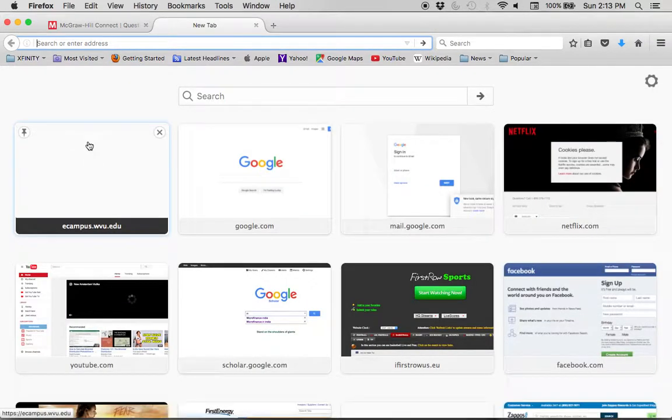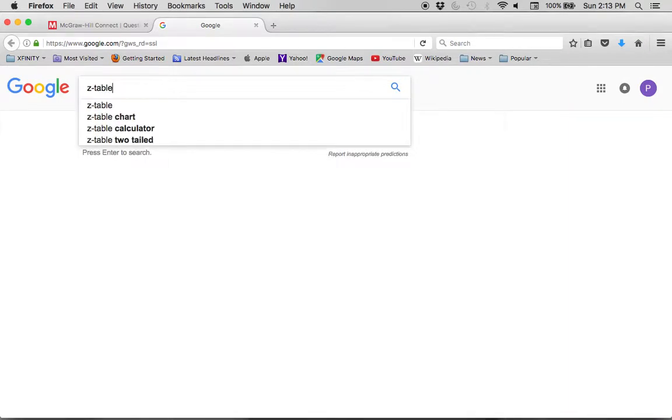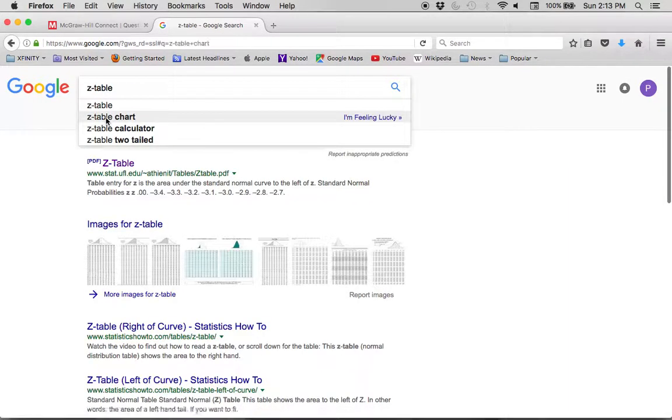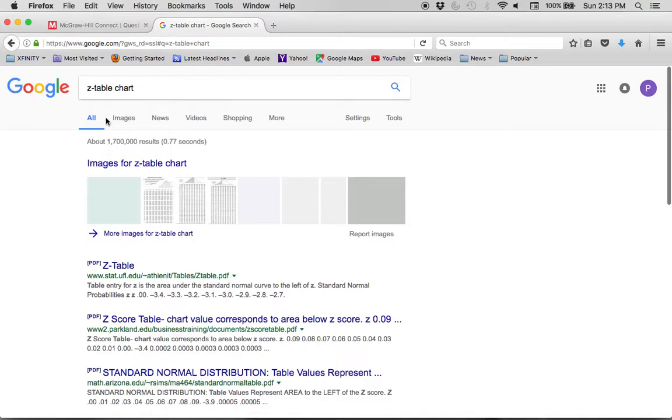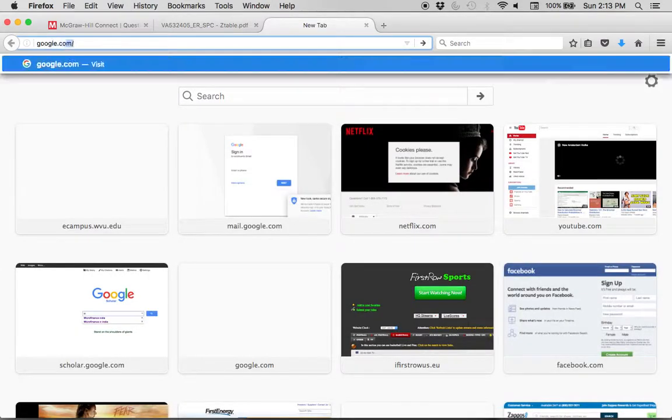So first thing we need is at least our z table here, right? Because we know the population mean and standard deviation. So we need our z table. So let me just search Google here. Z table chart. Alright, and it's always nice to have a picture of our standard normal curve.